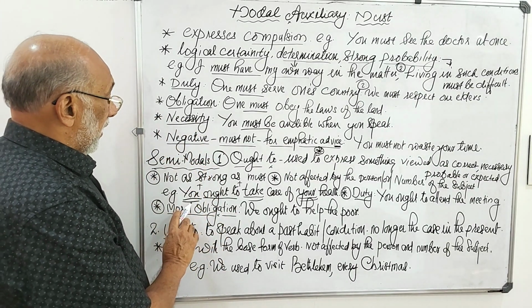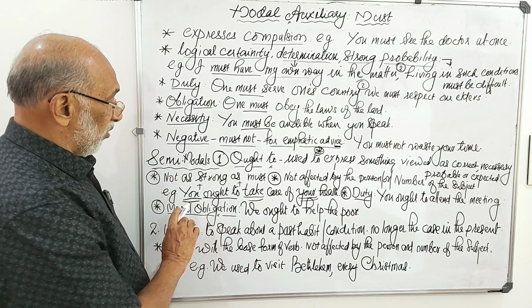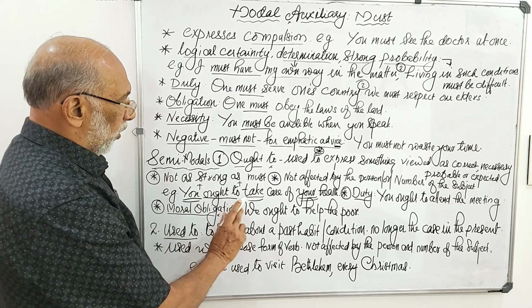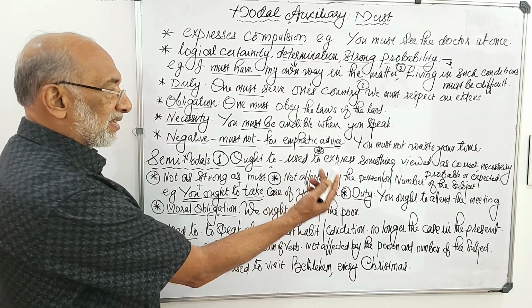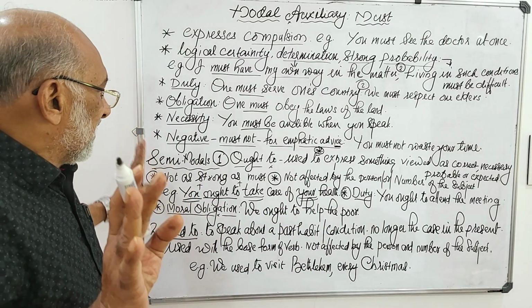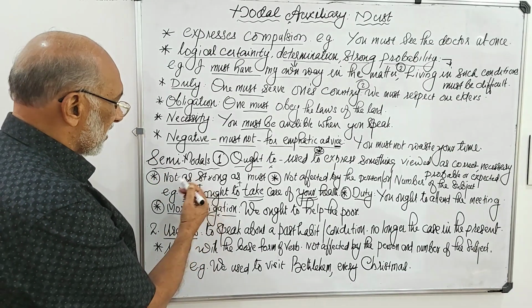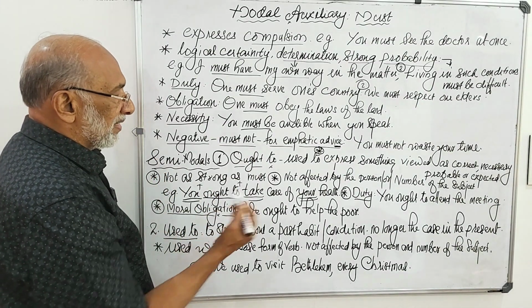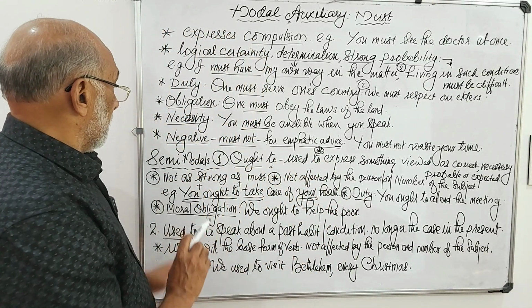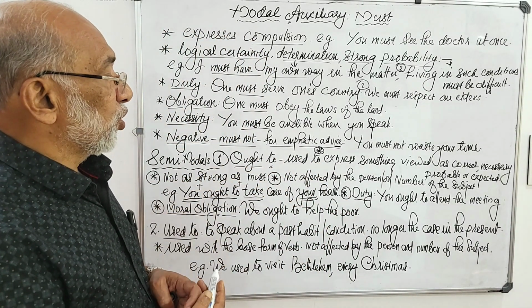Okay, then suppose it is third person singular, he, she or it. He ought to, she ought to take care of his health, her health. That pronoun change is there, otherwise not changed by the change in the subject. Ought to remains the same. Another example, it expresses duty. Ought to expresses duty.